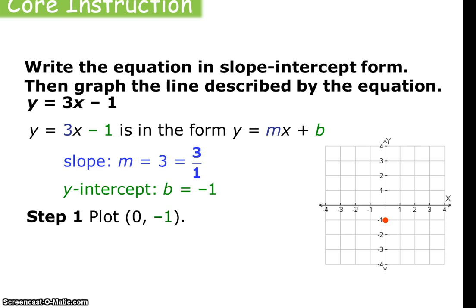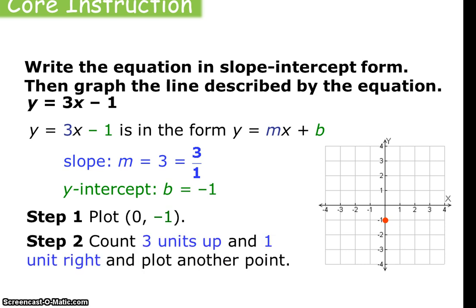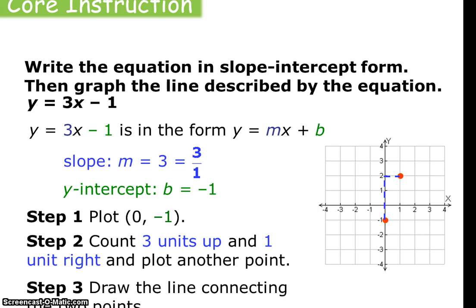And then I use rise over run, 3 units up, and then 1 unit to the right to plot additional points. Up 3 over 1 would give me additional points. And then I can just connect the points to make my line.